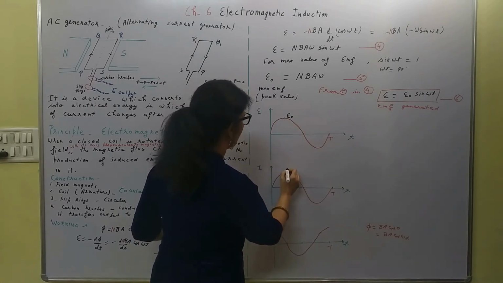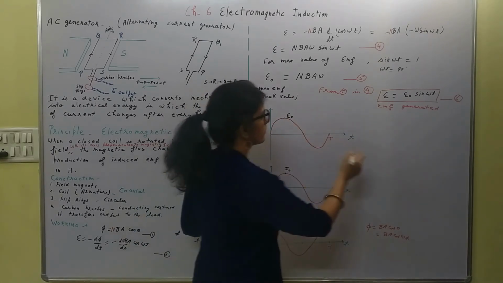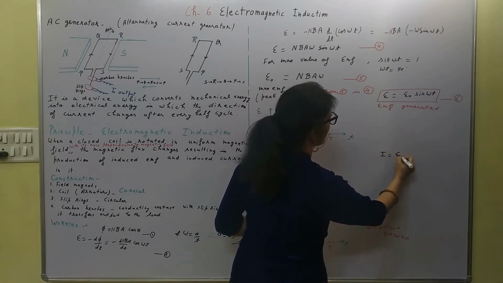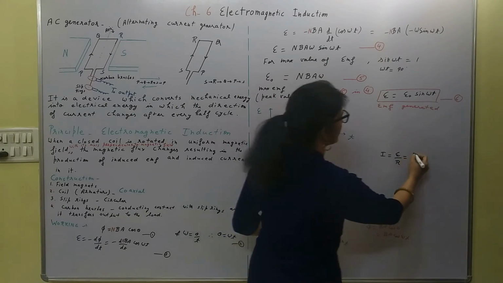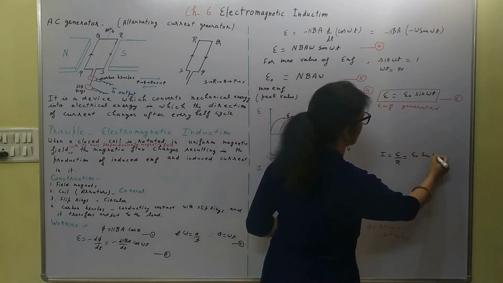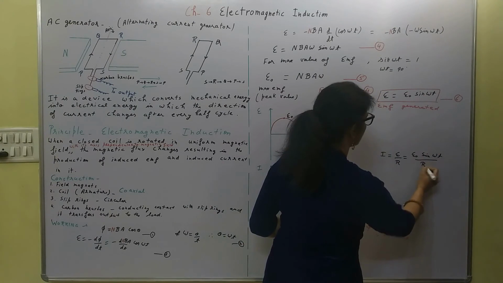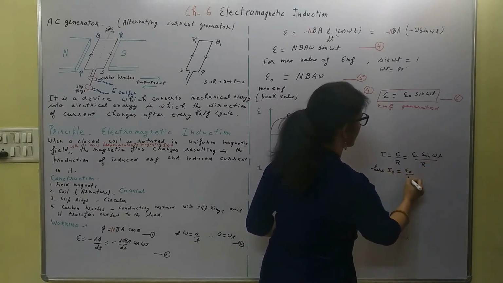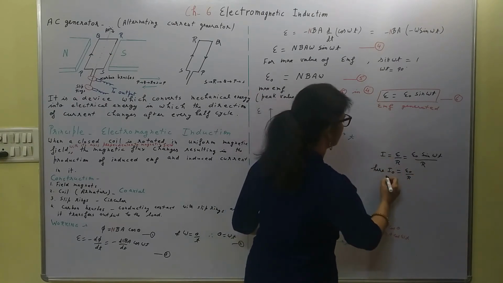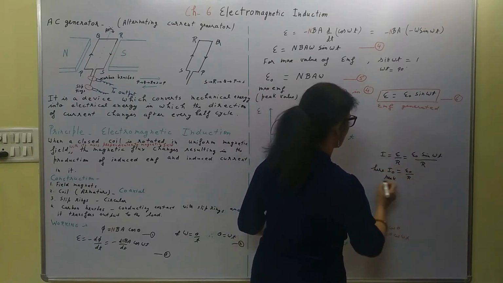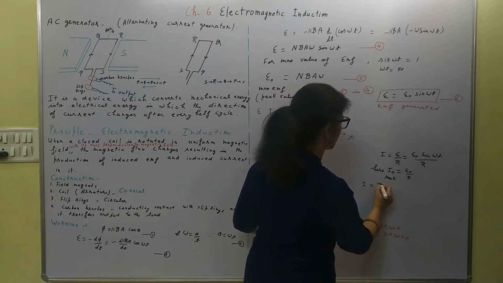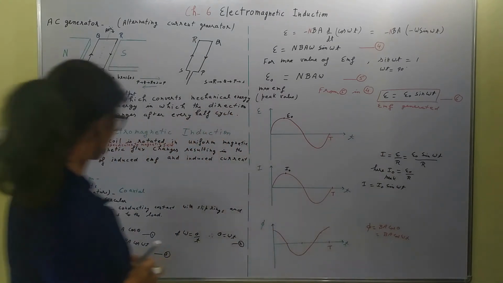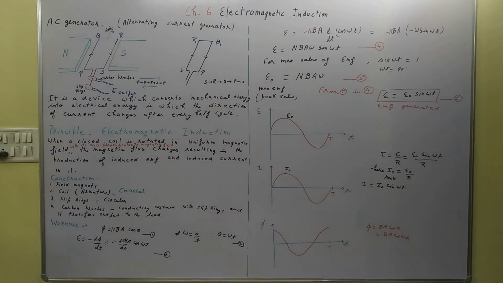This is the peak value of current, because V is equal to IR. So I is equal to E upon R. So this can be written as E naught sine omega t upon R. Here I naught is equal to the maximum value of current, that is the peak value. So therefore the formula for the current becomes I is equal to I naught sine omega t. So this was all about the alternating current generator.